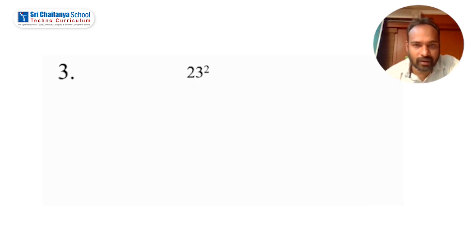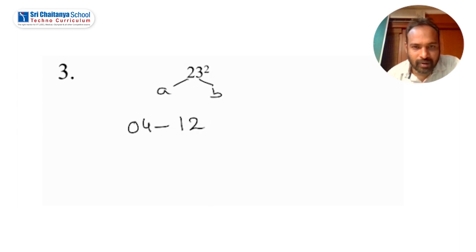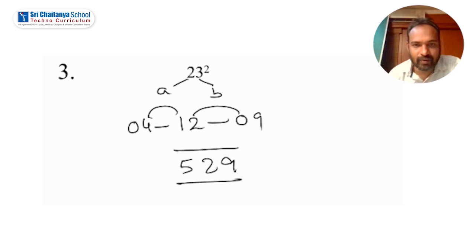In 23 square, first digit is A, second digit is B. Now, A square, how much? 4. 2AB, 2 into 2, 4, 4 into 3, 12. B square means 3 square, 9. So 9, carry forward 2. This will carry forward 1 plus 4 is how much? 5. So the answer is 529.